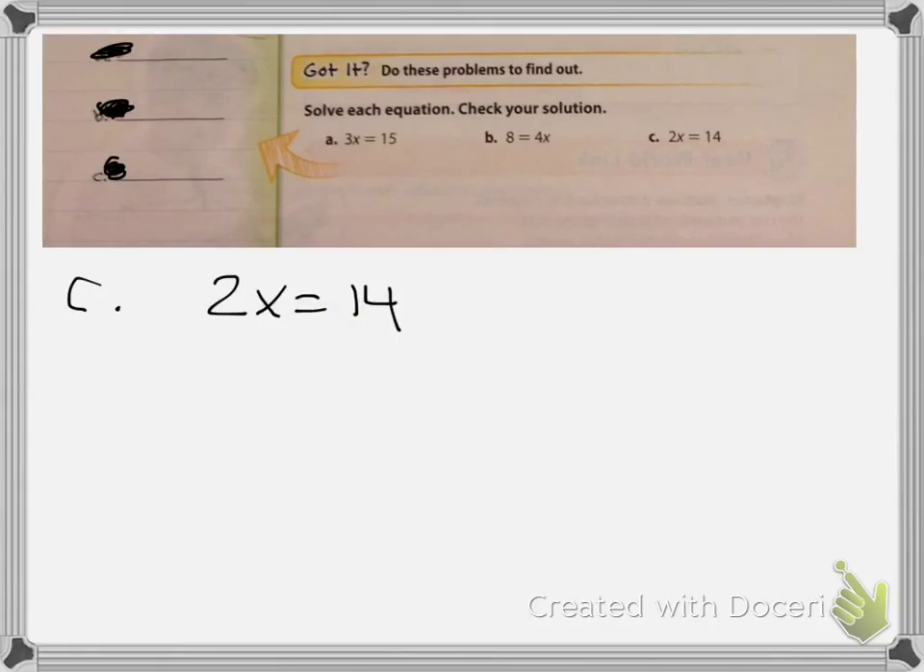All right, so in C, the first thing you want to do is identify the variable. The variable in this problem is, again, x. Then you want to see what is being done to x.